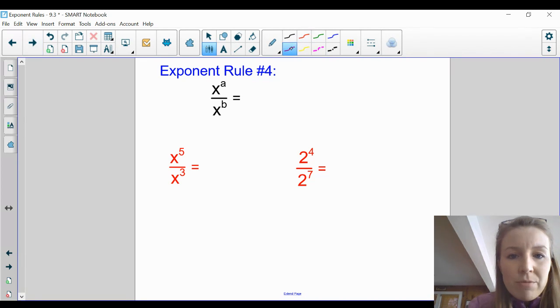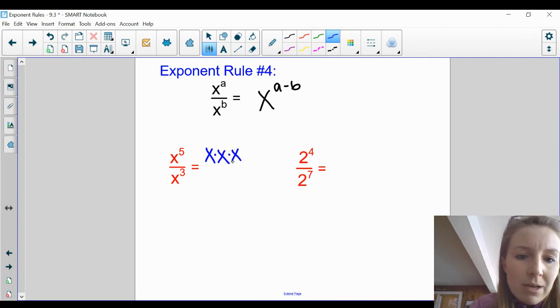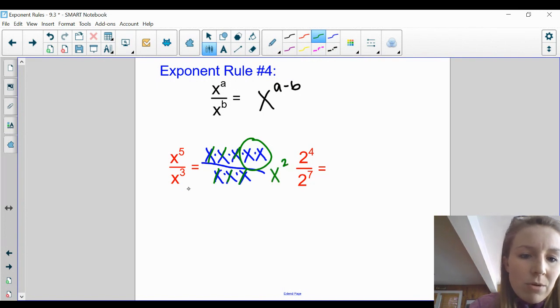So what happens here with our rule, perhaps you've already guessed it, is that when we are dividing by the same base, we can subtract our exponent. So this would become x to the a minus b. So I'll show you a couple more examples. x to the 5th divided by x to the 3rd. Again, if we were to expand it out here, I'm going to have my 5 x's with my 3 x's on the bottom. I'm going to cancel, cancel, cancel, and I'm left with 2 x's on the top, which becomes x squared. If we think about it using our rule, 5 minus 3 equals 2. So again, this simplifies to x squared.